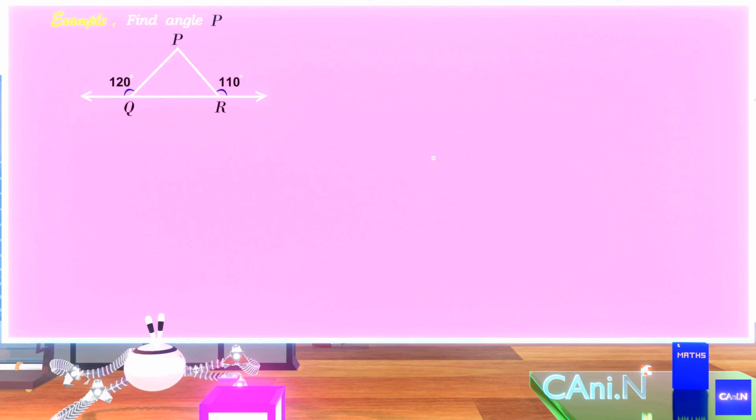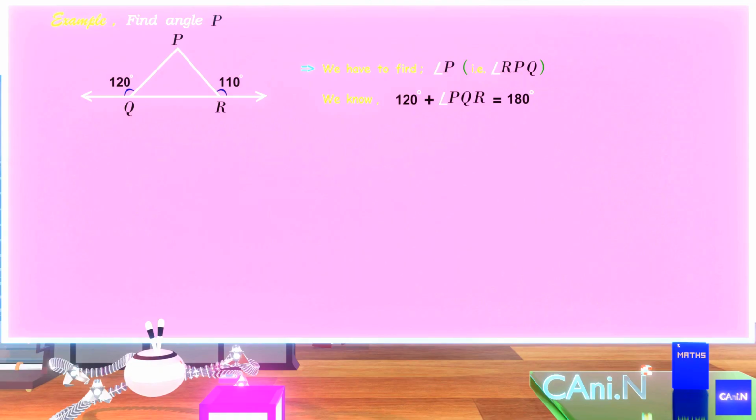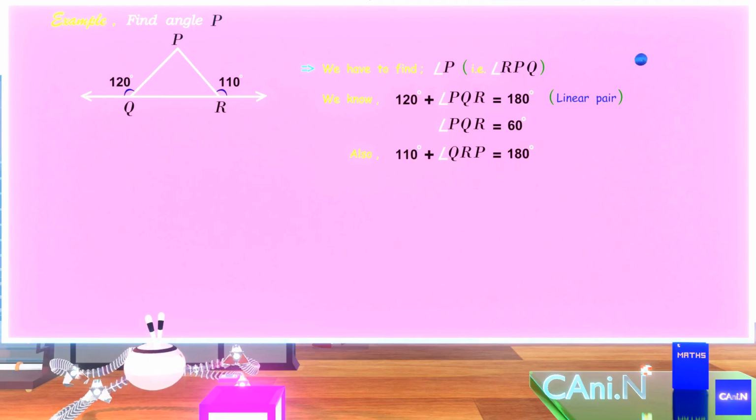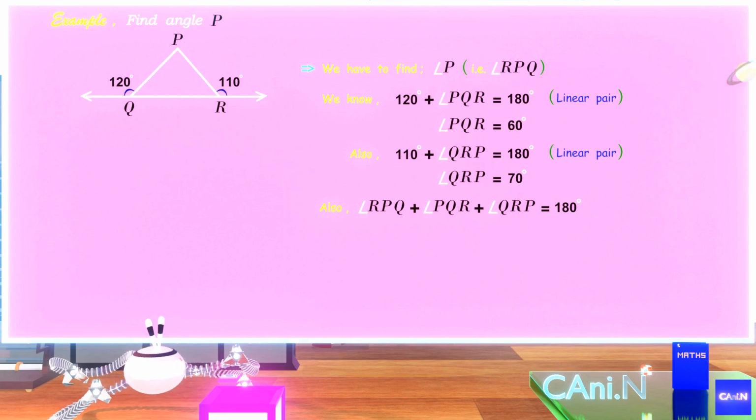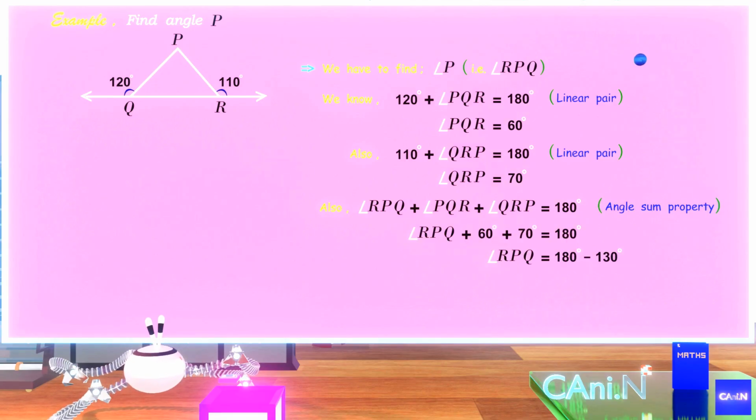Example. Find angle P. We have to find angle P, that is, angle QPR. We know 120 degrees plus angle PQR equals 180 degrees, that is, linear pair. So, angle PQR equals 60 degrees. Also, 110 degrees plus angle QRP equals 180 degrees, again reason is linear pair. So, angle QRP equals 70 degrees. Also, angle QPR plus angle PQR plus angle QRP equals 180 degrees, from angle sum property. Therefore, angle QPR equals 50 degrees.